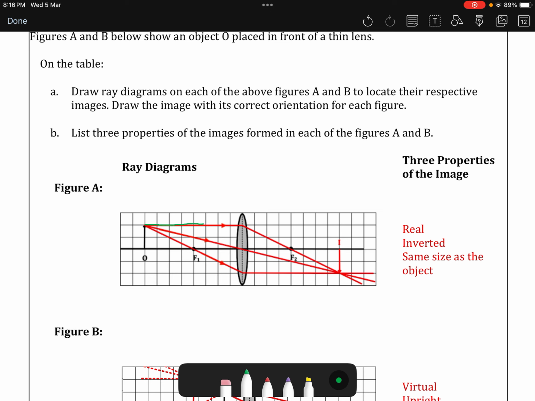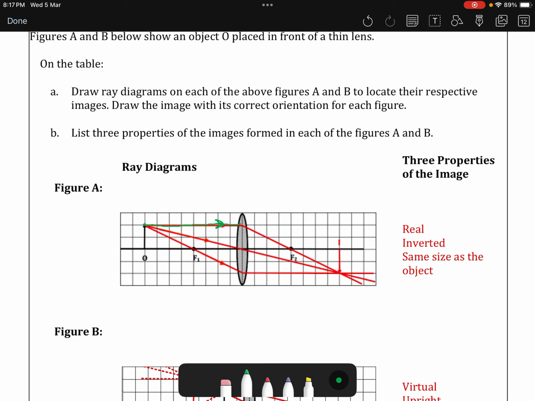First one is the parallel ray. First of all, we start our drawing from the top of the object. We choose one point to draw all the rays. We draw all the rays from one point. This is one of the common mistakes. Some students draw something like this and then like this. That is not right. All rays should start from one point, which is the top of the object.